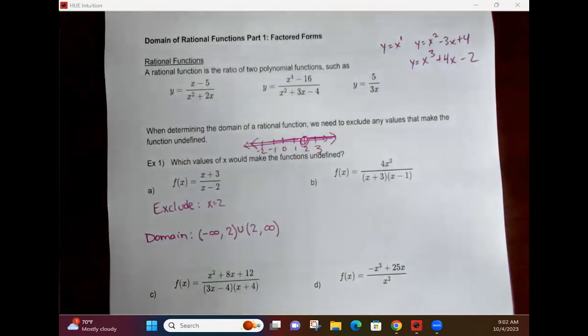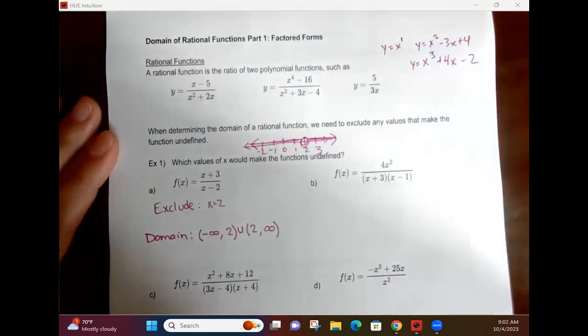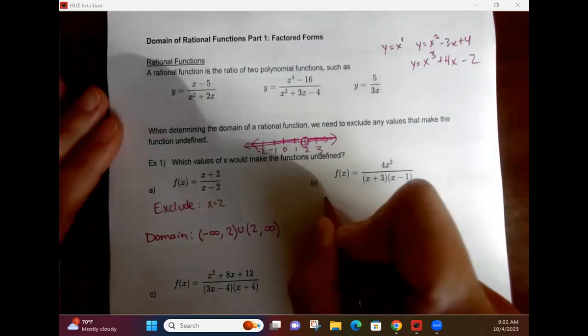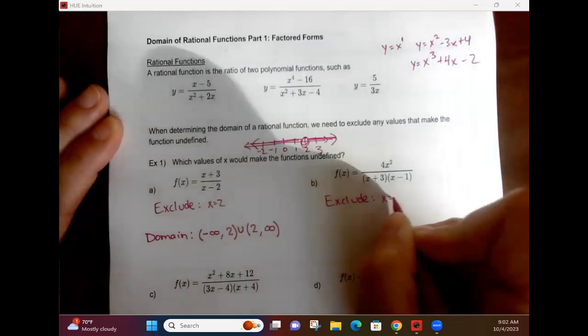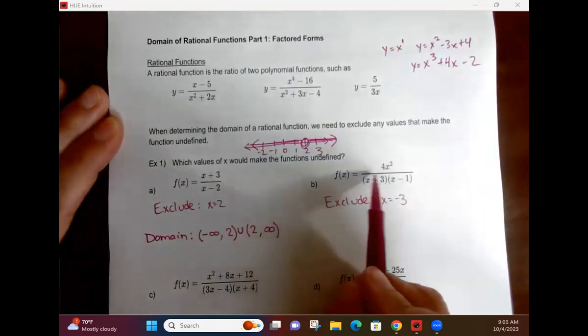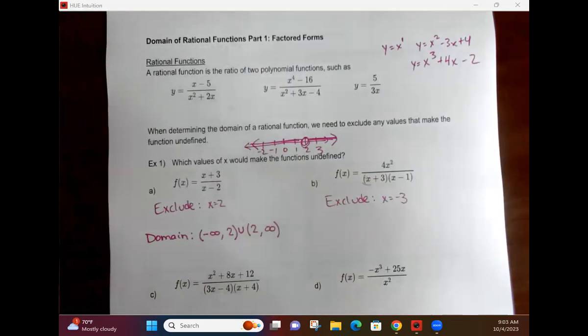So we had one value to exclude for A. For B, we're going to take a look and see what values do we need to exclude here. So I've got factored form already. So we're looking at what would make each factor equal to 0. So we need to exclude x equals -3. If I use -3 for x, this factor would become 0. And then it doesn't matter what this one is, because 0 times anything is 0, and we're undefined.